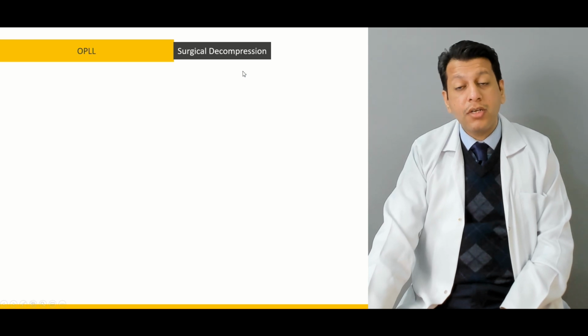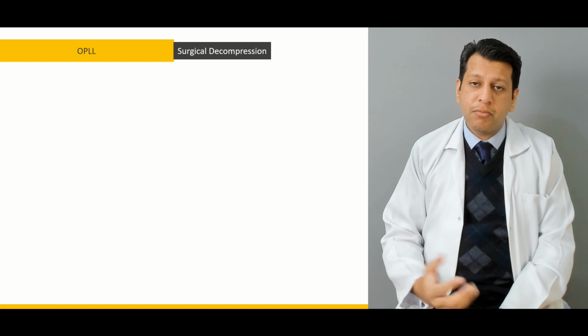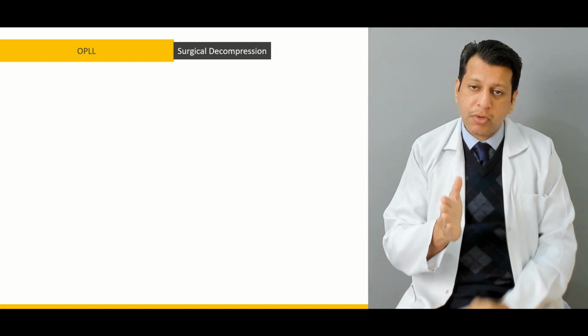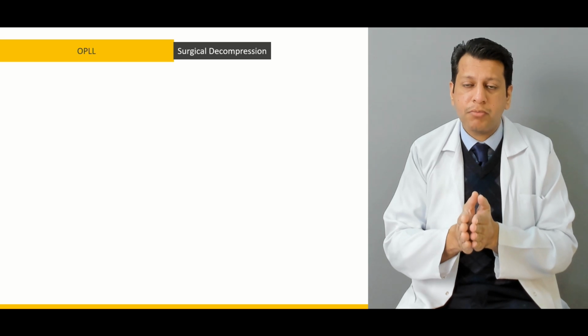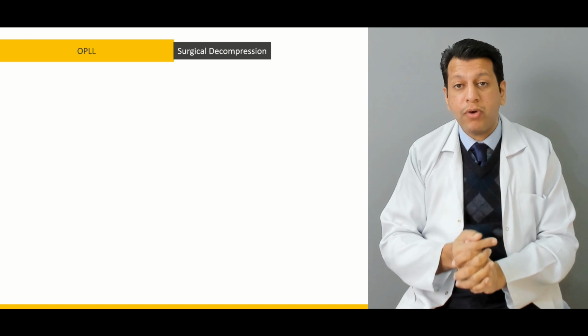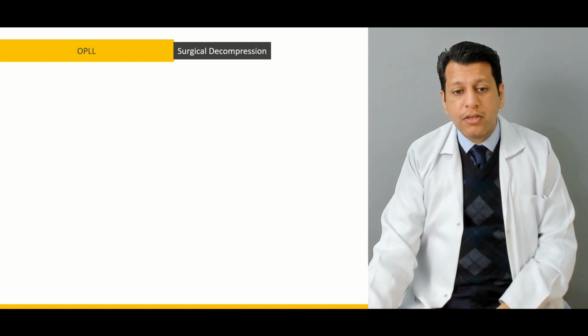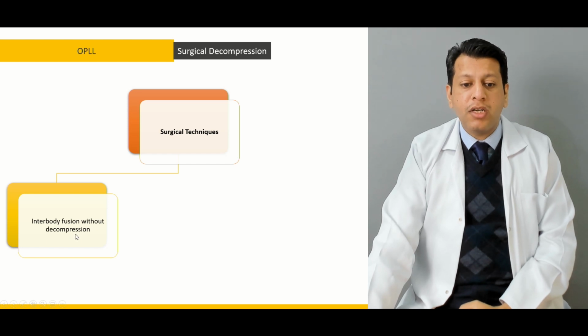Now coming to the surgical decompression. There are three ways in which surgical decompression can be done, because the spinal cord is tenuous, or there is small space available for the cord. Therefore, surgical decompression may be required as well. One way is actually interbody fusion without decompression.